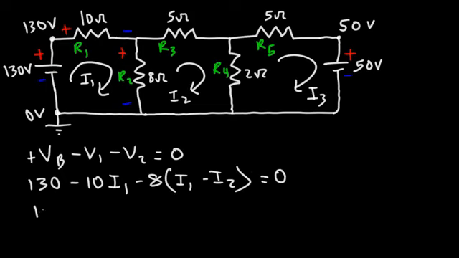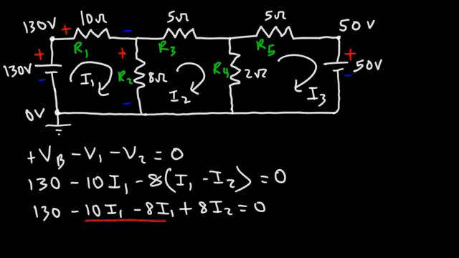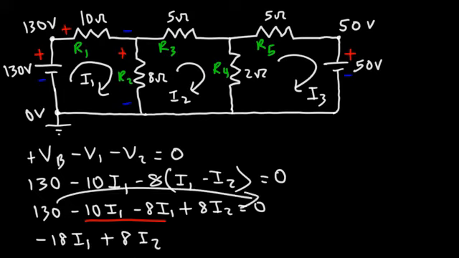Now let's go ahead and distribute the 8. So this is going to be negative 10 I1 minus 8 I1 plus 8 I2. And now let's combine these two terms. So negative 10 minus 8, that's negative 18. And then plus 8 I2. And let's take the 130, move it to the other side, where it's going to be negative 130.